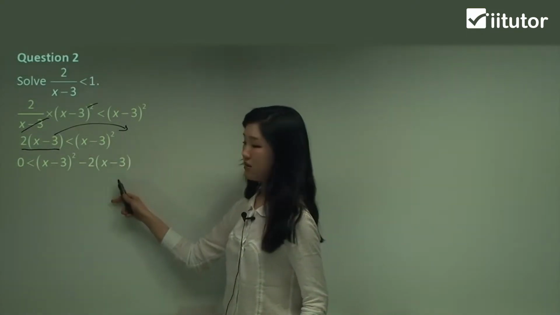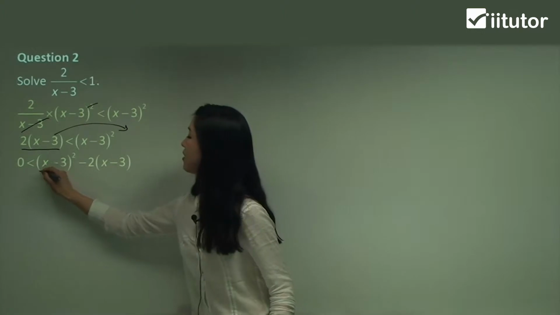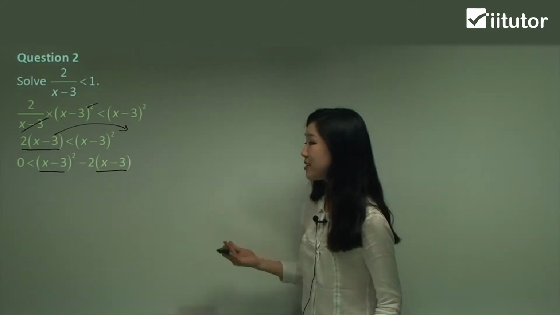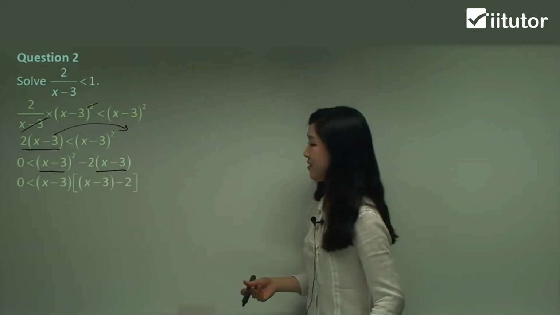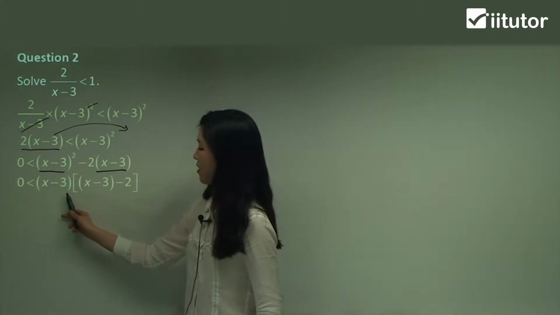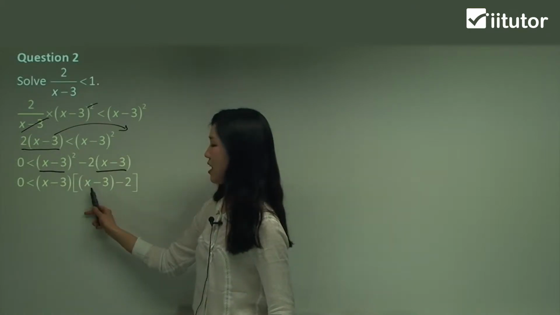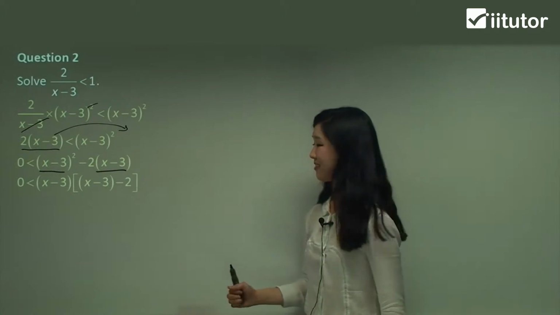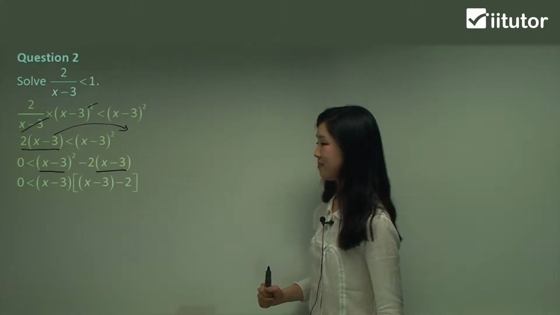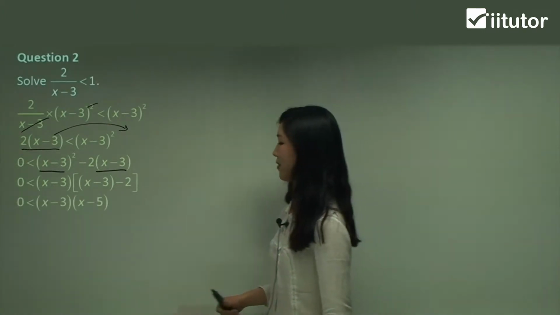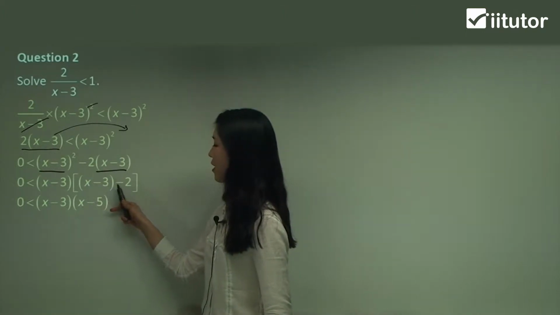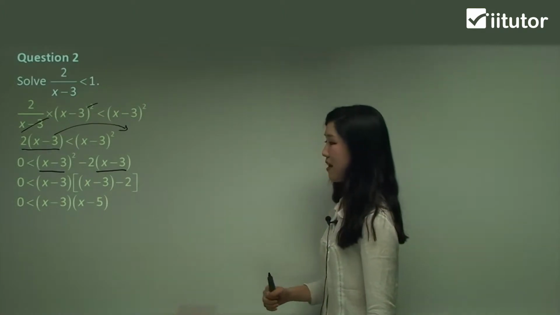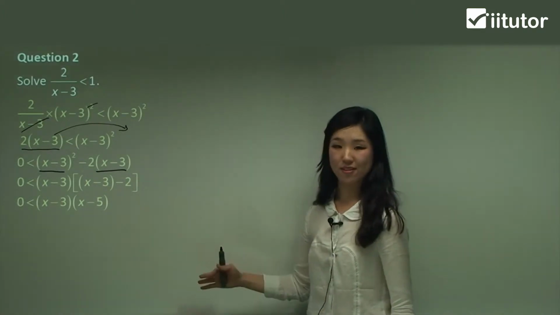Now that I've moved this over to this side, can you see that x minus 3 is a common factor? So I'll just factorize by x minus 3, just like this. So I took x minus 3 out, therefore here I'll just have x minus 3 left, and here I'll have minus 2. Okay, so I just factorize like that. Simplify, you'll have something like this, because x minus 3 minus 2 is x minus 5, isn't it? That's how I simplified it, so it's much easier without the expansion.